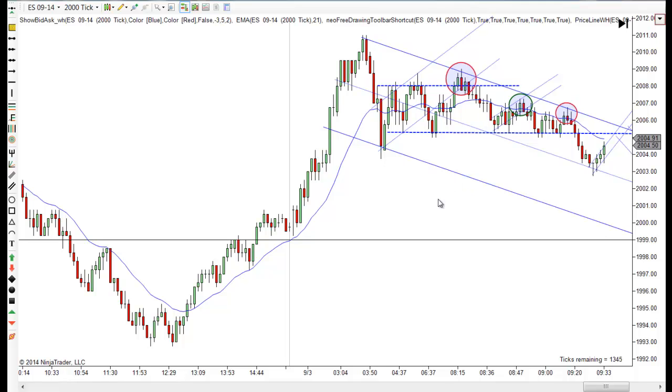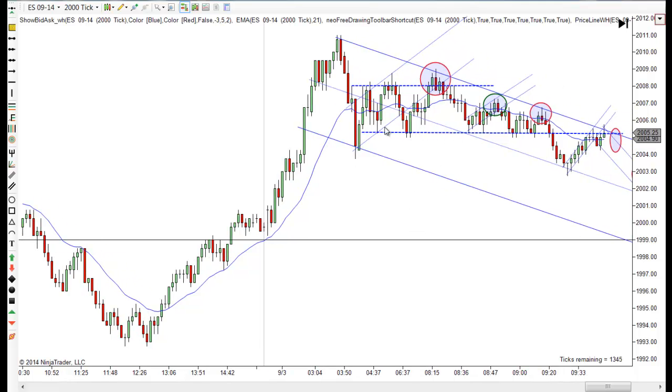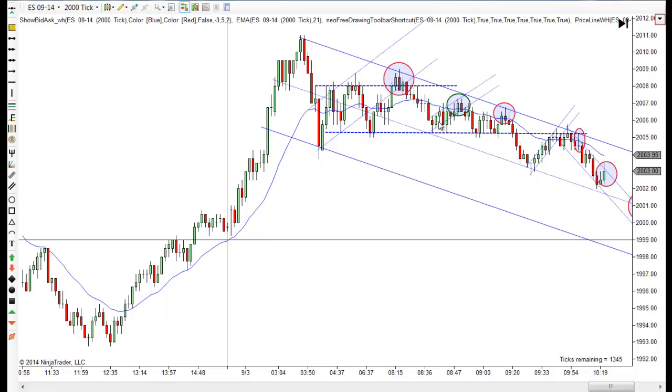Took it a little bit to get going, but you were looking for it to come back down to at least this level right here. And then you correct again. And there's a midline in here. You can see it right across there. I don't have it on there. And so you might have taken that second entry short based on that.